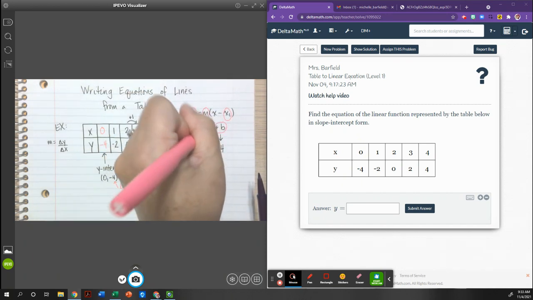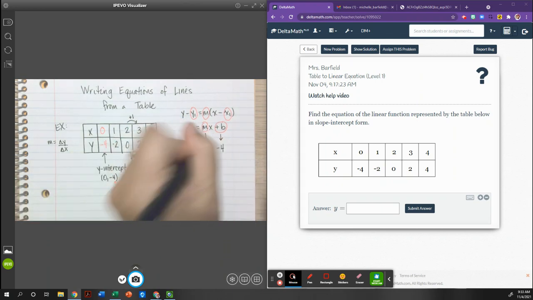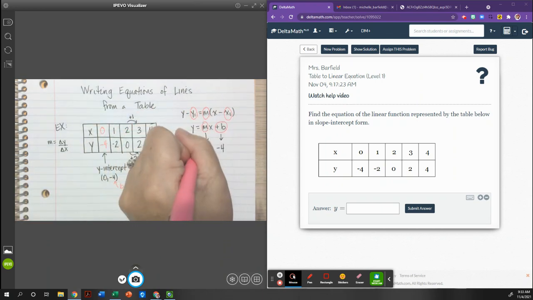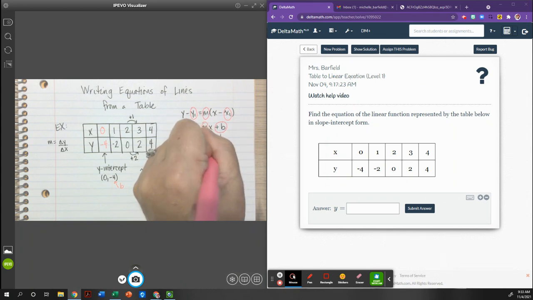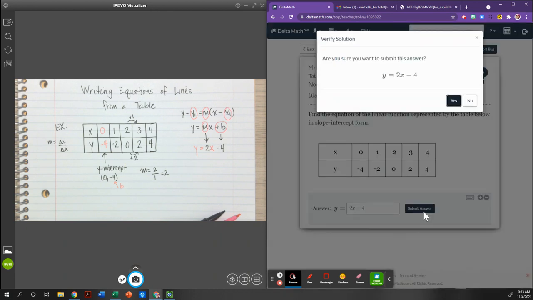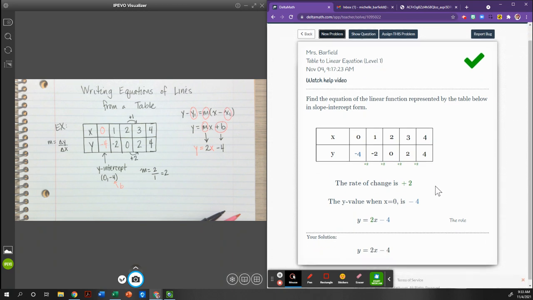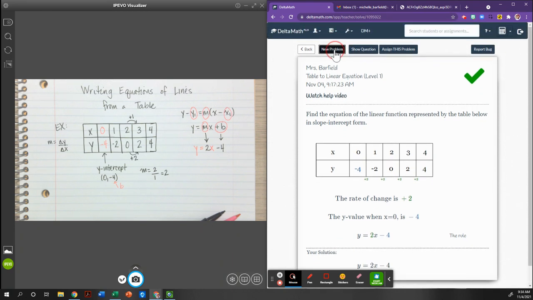So now I have my m. I go right here, and right below it, I write 2, and then I just fill in the missing information: y equals 2x minus 4. In this particular problem in Delta Math, I already have the y, so I just put 2x minus 4, submit my answer, and click yes. You can see the same thing is in your explanation.